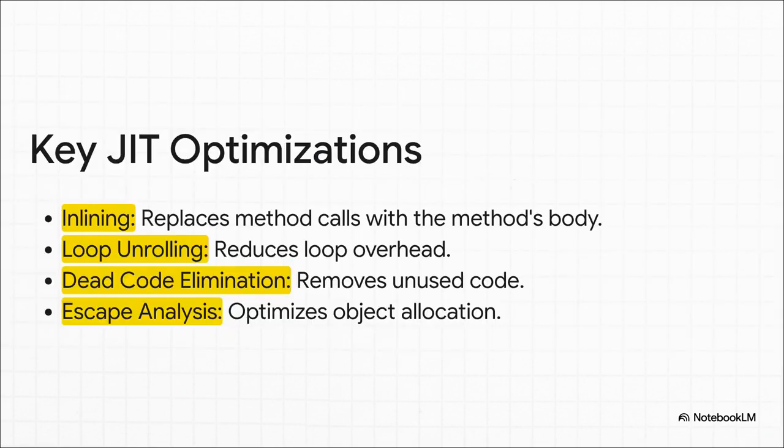And the tricks the JIT uses are just amazing. It can do things like inlining, where it just gets rid of a method call altogether, or it can unroll loops to make them faster.